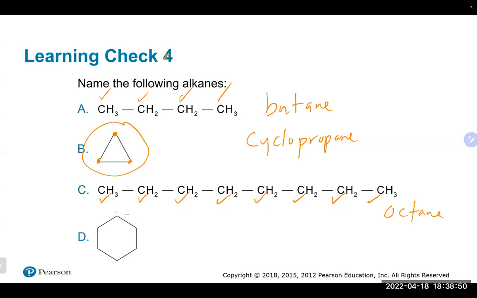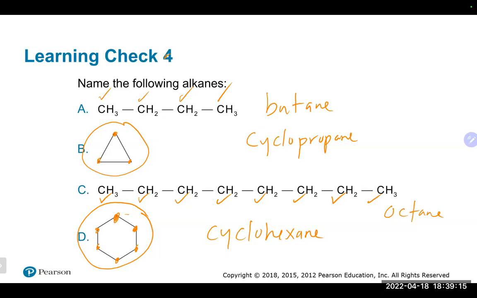And lastly here, 1, 2, 3, 4, 5, and 6. Again, 6 is hexane. We once again see this sort of shape or ring type structure here that gets the cyclo in front of it, and this would be cyclohexane. Any questions on any of those names?